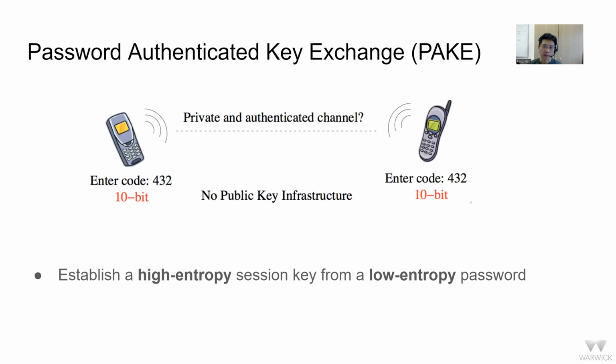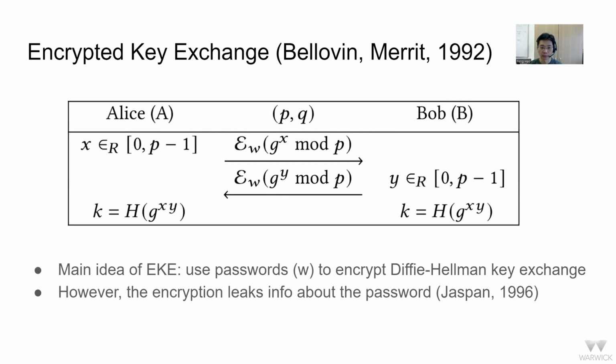What is password authenticated key exchange? In this setting, we have two parties. They have a shared password. This is a weak secret. As an example, the secret could be 3 digits, so that is only 10 bits. Based on the low entropy secret, the task is to establish a high entropy session key, for example, 128-bit. This problem had been thought impossible for many years until 1992.